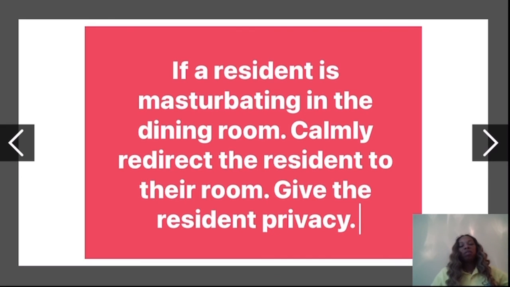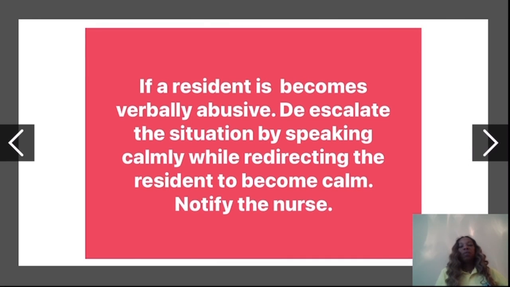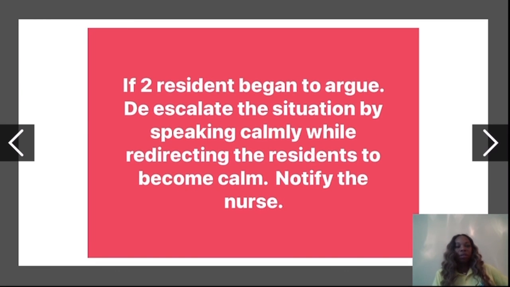If a resident is masturbating in the dining room, for example, you want to calmly redirect the resident to their room, and you want to give the resident privacy. If a resident becomes verbally abusive, de-escalate the situation by speaking calmly while redirecting the resident to become calm. You also want to notify the nurse. If two residents begin to argue, you want to de-escalate the situation by speaking calmly while redirecting the residents to become calm. You want to notify the nurse.